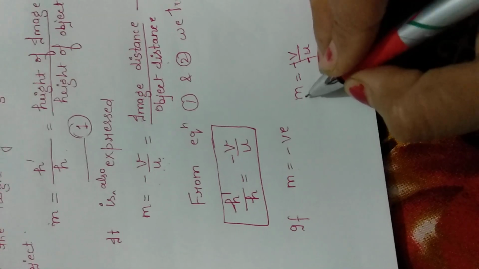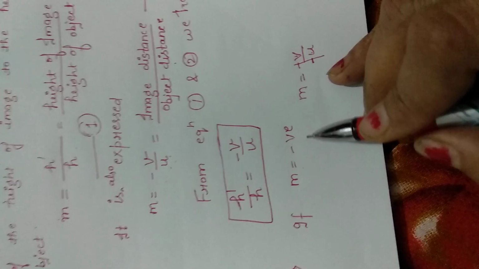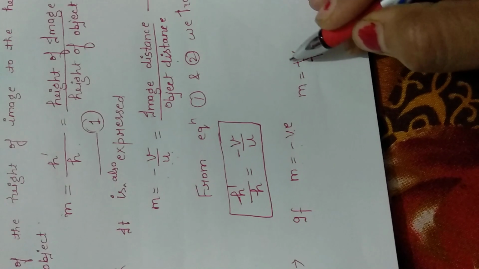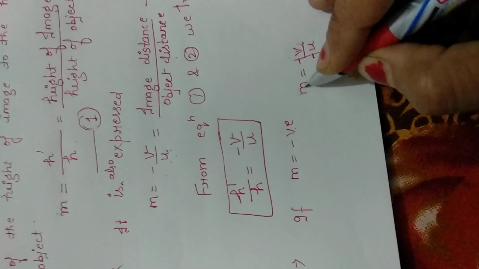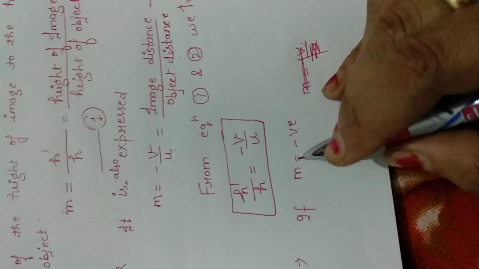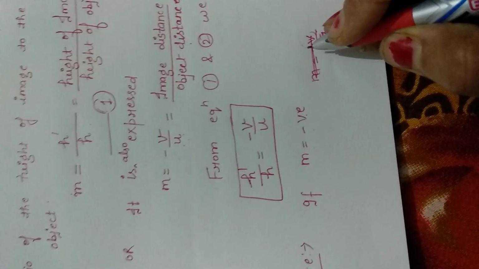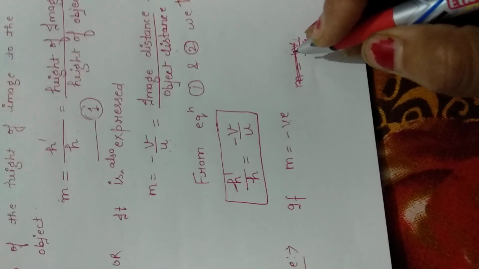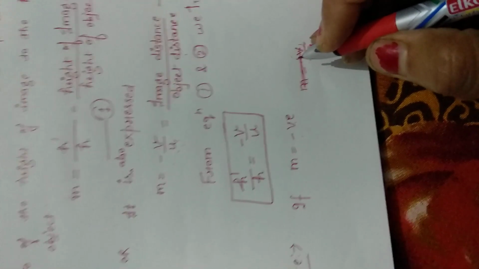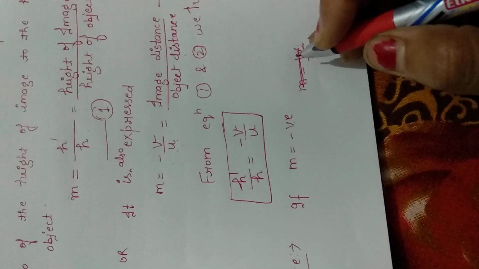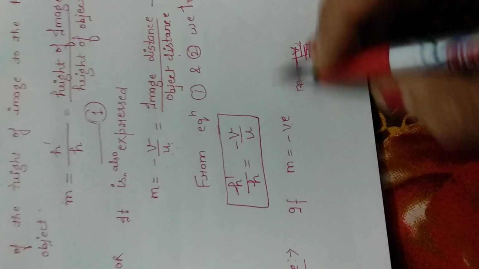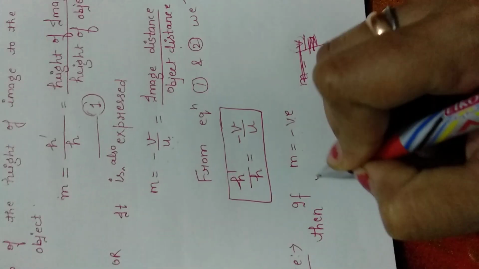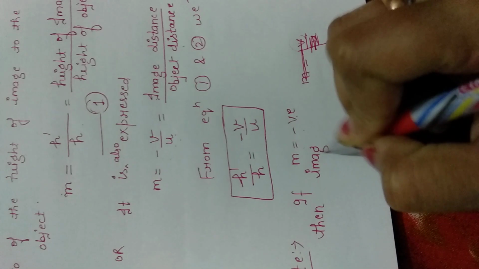But if in the question it is given that m is equals to negative, that is only possible when v is negative. So the condition is, if m is negative, v is negative, only and only when the image is formed on the left hand side of the pole, that means it is a real image. You are getting the image in front of the mirror. So if m is equals to negative, then the image is real.